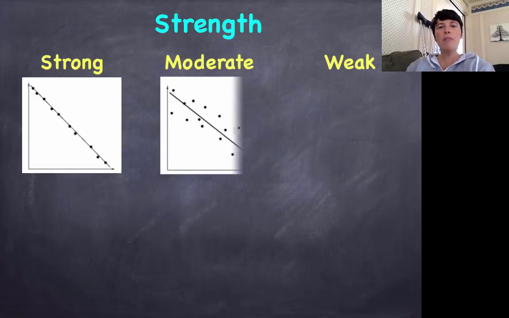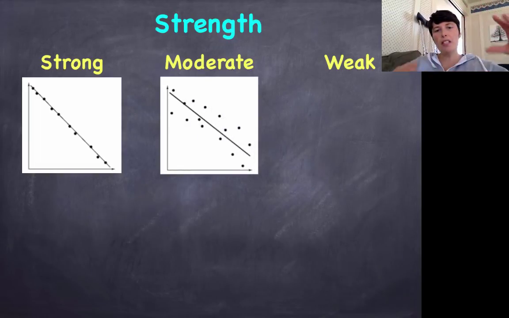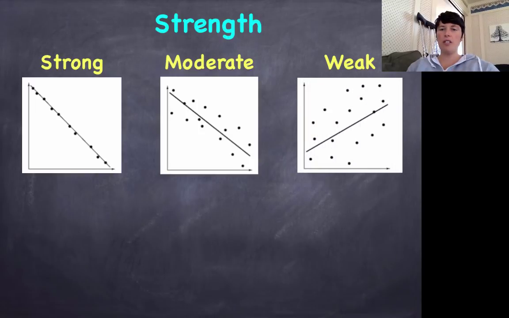Here's an example of a moderate correlation. Same story, sporadic points, there's a line down the middle, but it's not as tight and close. You see how it's just moderate and not as strong? Here's an example of a weak correlation. Points are real spread out. I drew a line through them. It looks linear, but it's not super tight.